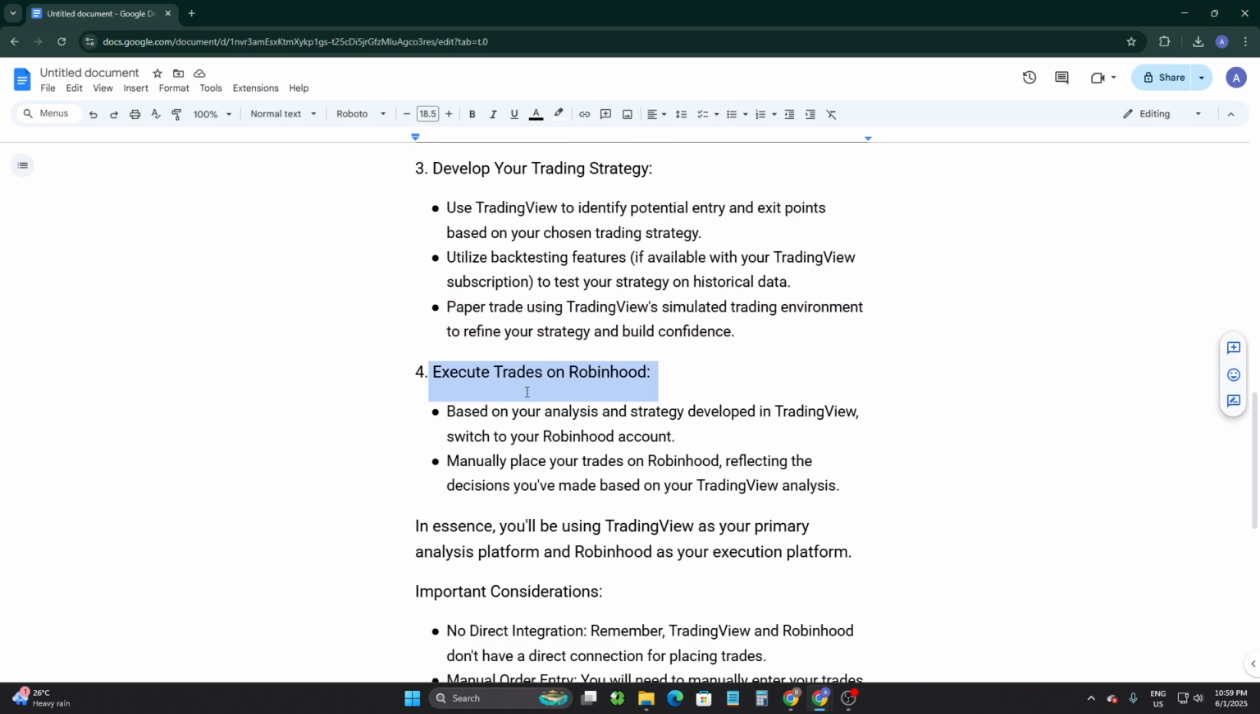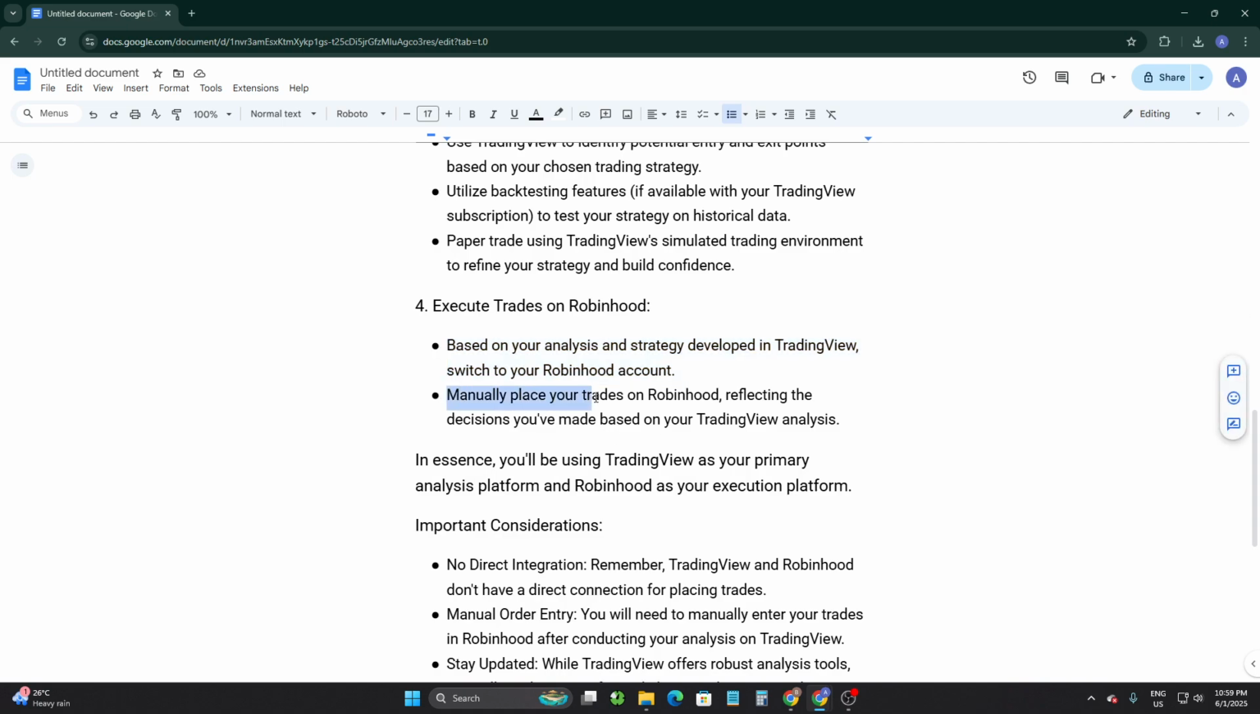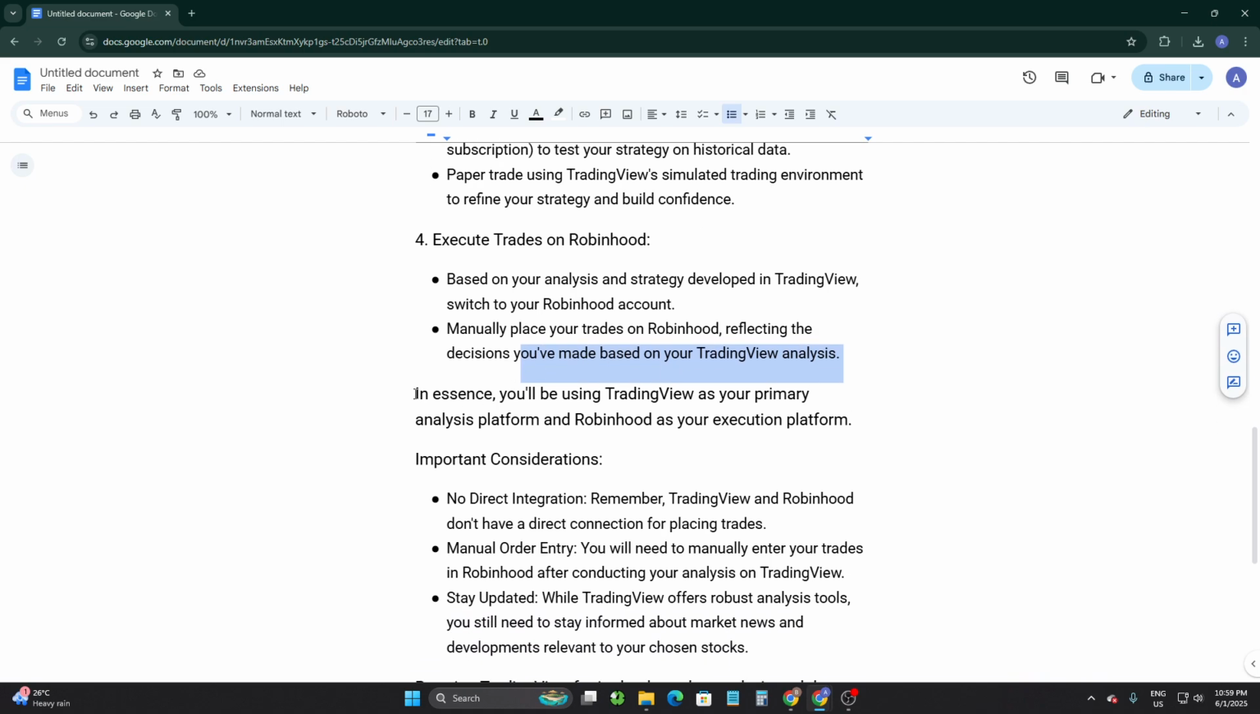Execute trades on Robinhood. Based on your analysis and the strategy developed in TradingView, switch to your Robinhood account. Manually place your trades on Robinhood, reflecting the decisions you have made based on your TradingView analysis. In essence, you will be using TradingView as your primary analysis platform and Robinhood as your execution platform.